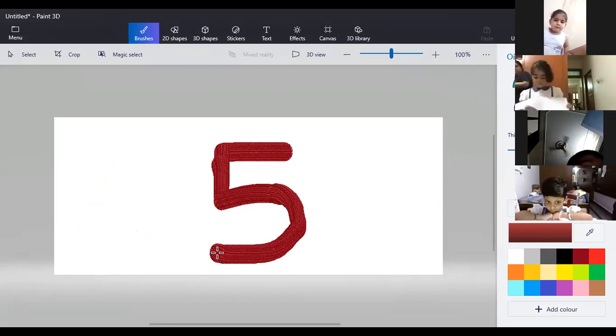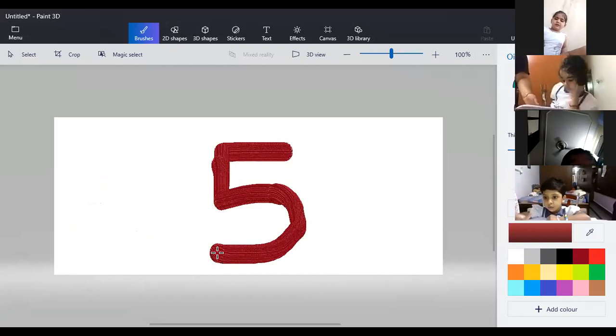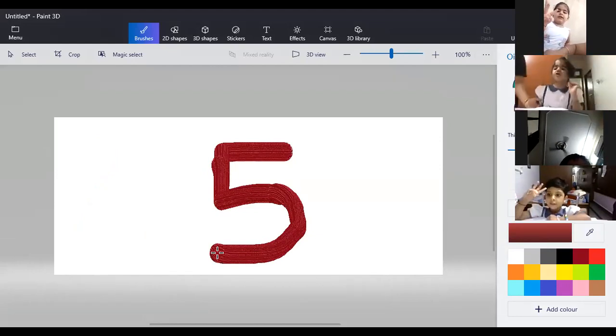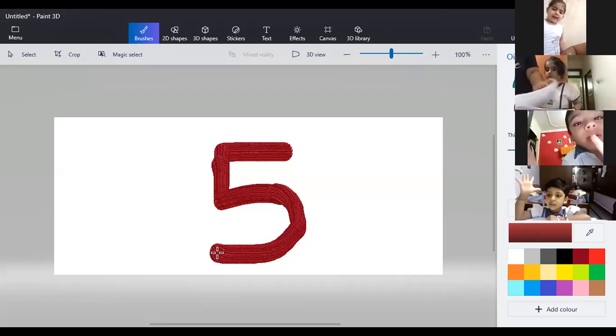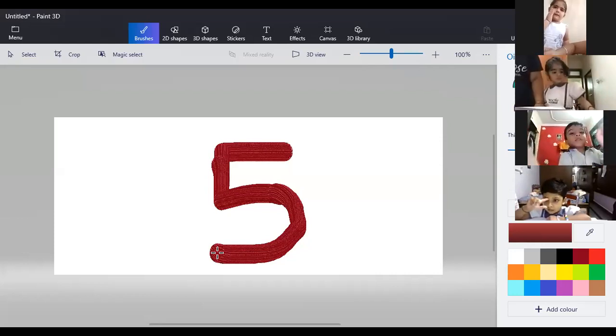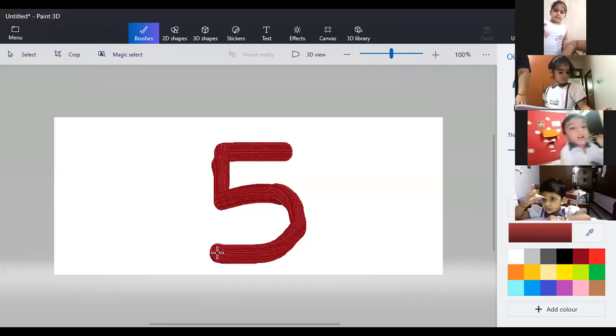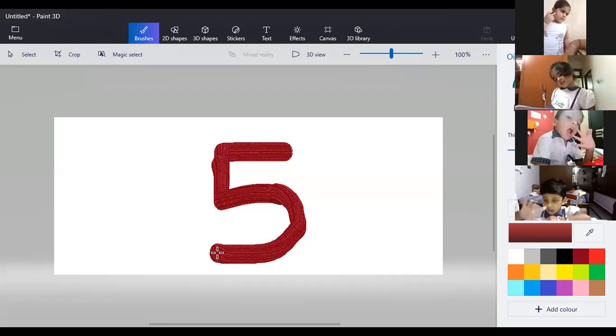Number 5. Everyone, come on, count on fingers with ma'am. 1, 2, 3, 4, 5. Yes, very good. Come and show your 5 fingers. So, how many fingers do we have in one hand? 5 fingers. Yes, clap 5 times.